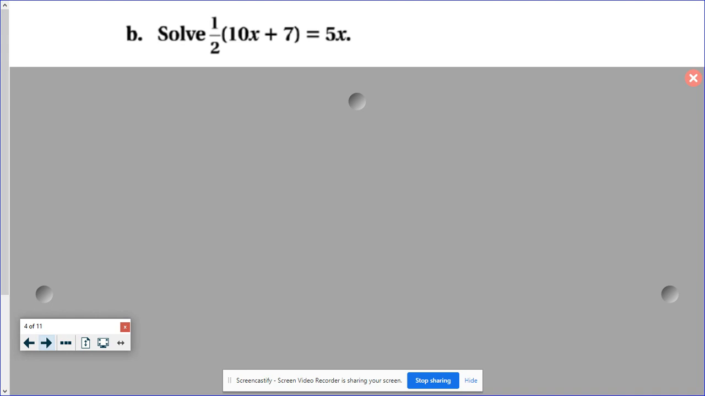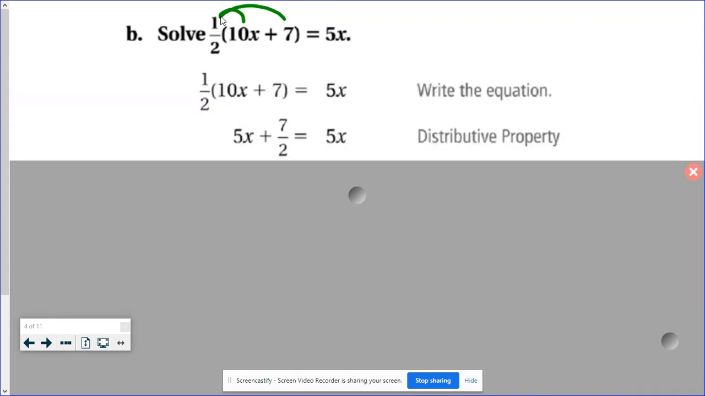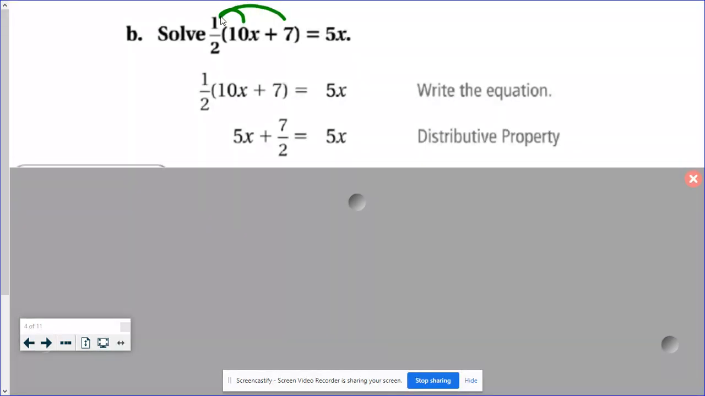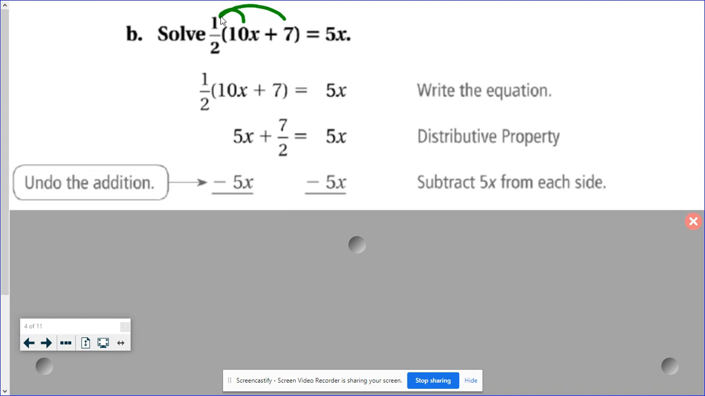In this problem, we've got some distribution. So we would start by doing 1/2 times 10x and 1/2 times 7. And we would get 5x plus 7 over 2, which is the same as 1/2 of 7. That'd be 3.5. But again, now that I see this, my x's are exactly the same. So to get rid of those 5x's, I would just subtract 5x.